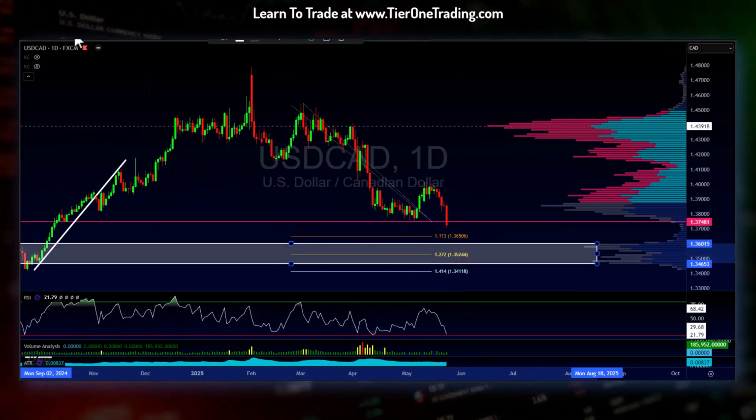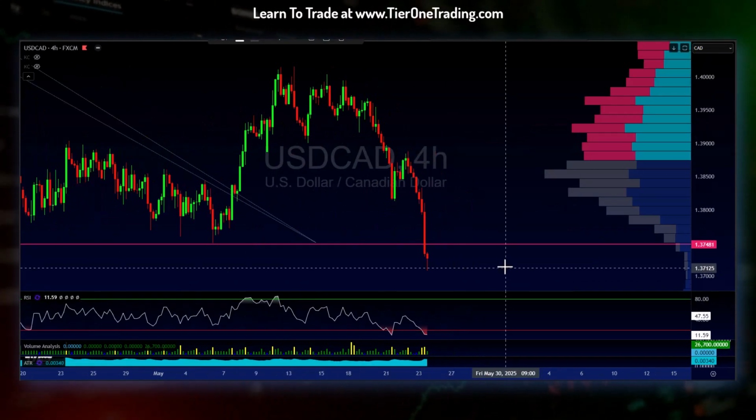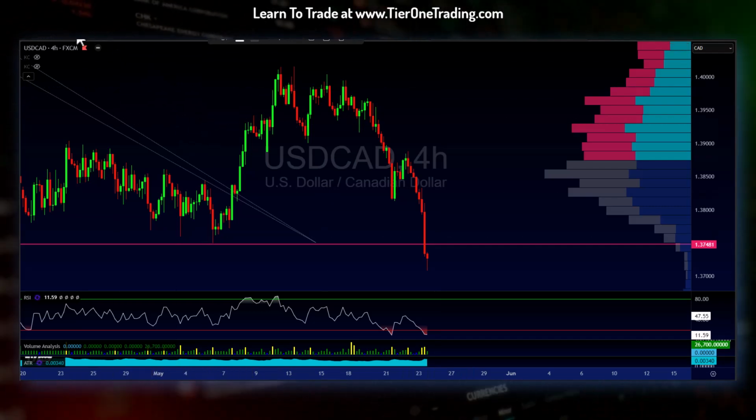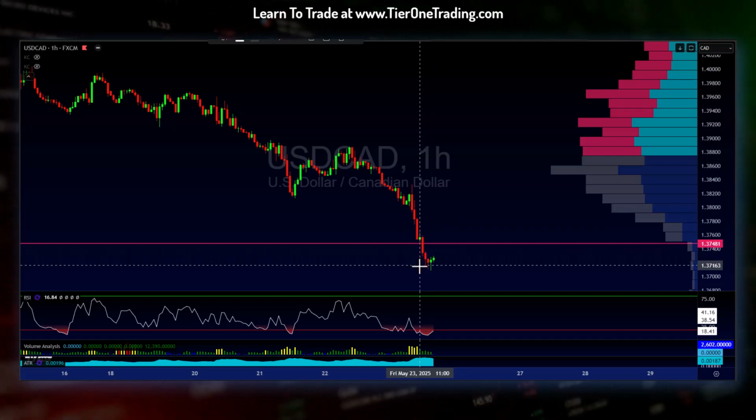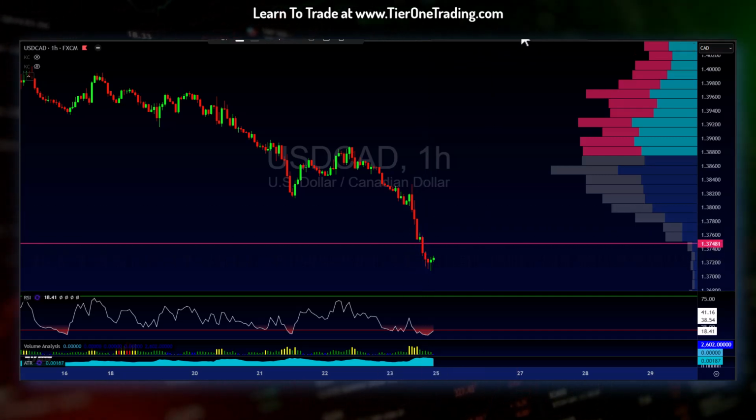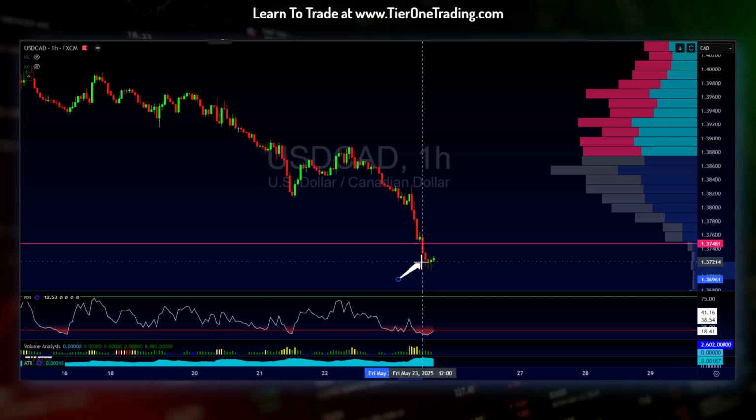Now, real quick, how do we trade this thing? Well, let's go down to the 4 hour. You can see that either 4 hour, hourly, whatever is your preference. You can see that price action is starting to lose momentum. You can see the wicks on these three candles to end the week, right?